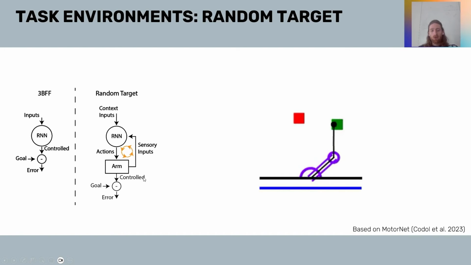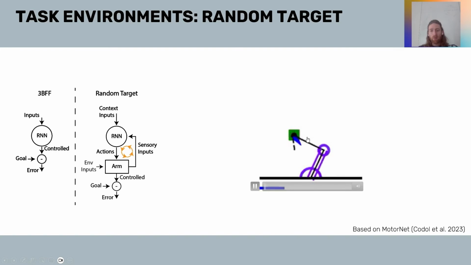And this model is trained essentially to minimize the distance between the endpoint and the desired endpoint. But because there's this feedback loop, these dynamics are much more complex and potentially much more interesting and biologically plausible than the simple 3-bit flip-flop. In addition, we have environmental inputs, these blue arrows, which are just little force perturbations that displace the hand. So there's actually something coming from the environment as well, just to make it a little bit more complex.